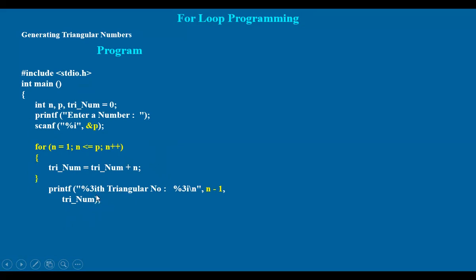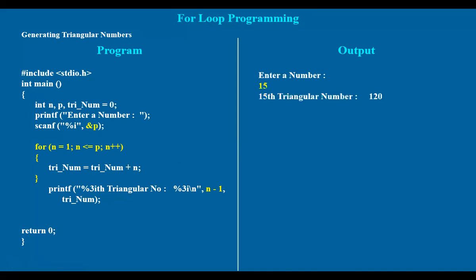And one more thing is, here I have taken %3i to have a clear format, so the printing will be good. Now let us see how the values are printed. Enter a number. We entered 15. Now the 15th triangular number is 120. So it has given the output for the 15th triangular number.